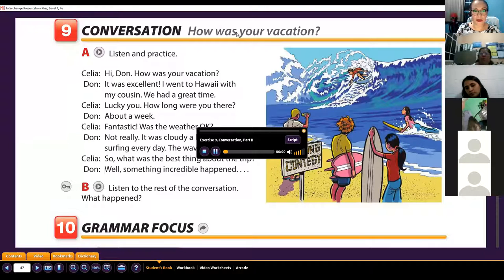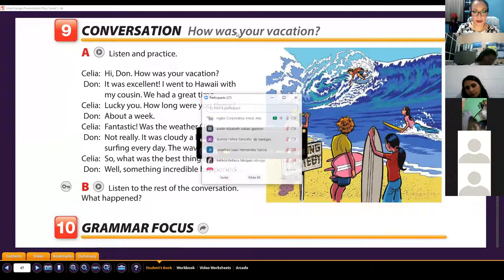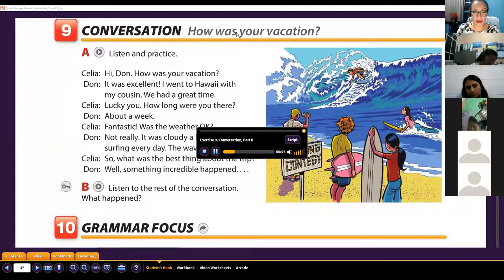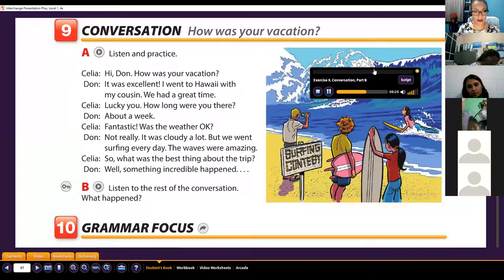Page 47, Exercise 9, Part B. Listen to the rest of the conversation. What happened? So, tell me, what happened? Well, like I said, I went surfing every day. One day, I entered a contest, and I won. I got first prize. Wow! Congratulations! But that's not all. Someone made a video of me surfing and posted it online. Do you want to see it? Sure.